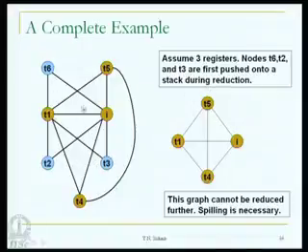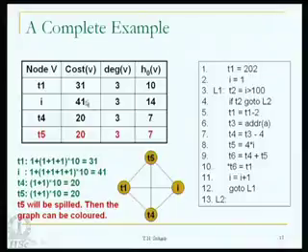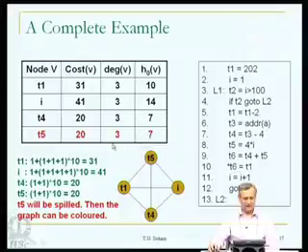After this is over and the edges corresponding to these are all removed, the graph reduces to this. This is a complete graph, and this cannot be reduced further. Spilling is necessary because every node here has degree 3. So, now we need to compute the cost of spilling using the spilling heuristic. Let us use the simple Chaitin's heuristic of sigma c star 10 to the power d.